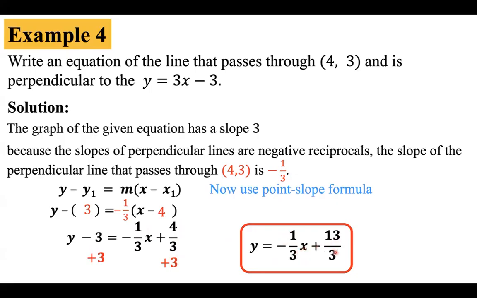And again, two lines are perpendicular if the product of their slopes is equal to -1. That is, if I were to multiply negative 1/3 by 3, I would get -1. And that tells me that the two equations are perpendicular to one another.